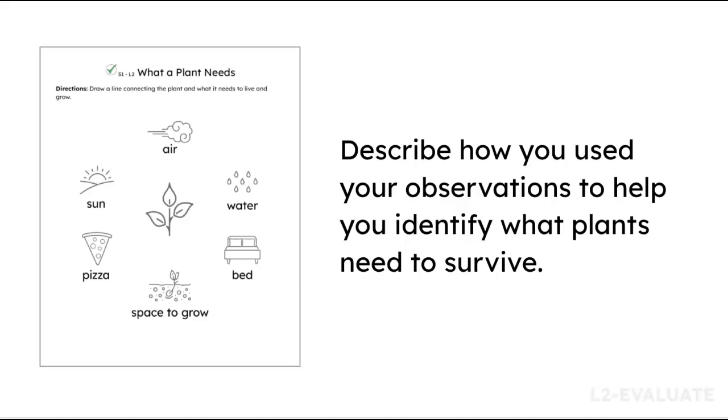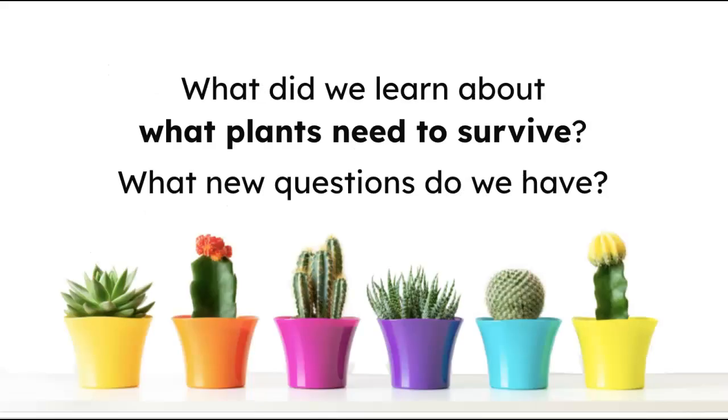For the Evaluate portion, you'll have students complete the What a Plant Needs student journal page. Students will describe how they used their observations from growing the radish to help them identify what the plant needs to survive. To support student sense-making across the unit, orient them back to the driving question board. Ask, what did we learn about what plants need to survive? And what new questions do we have?